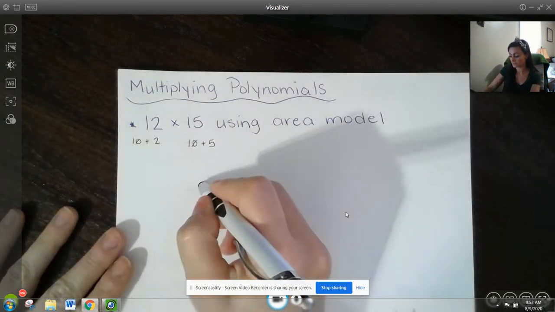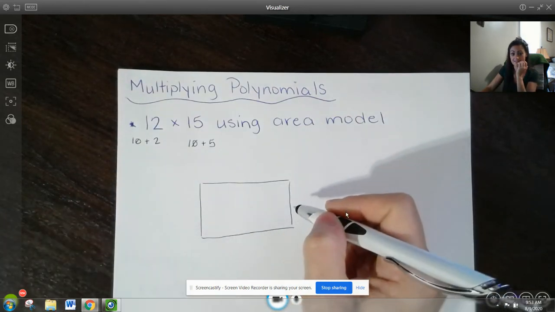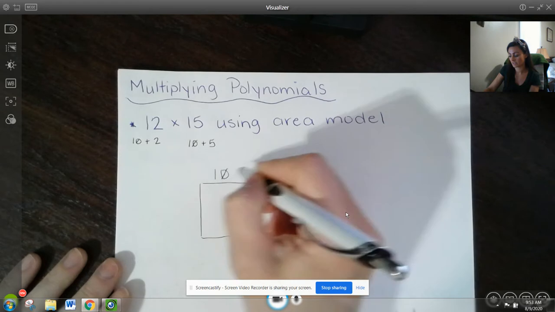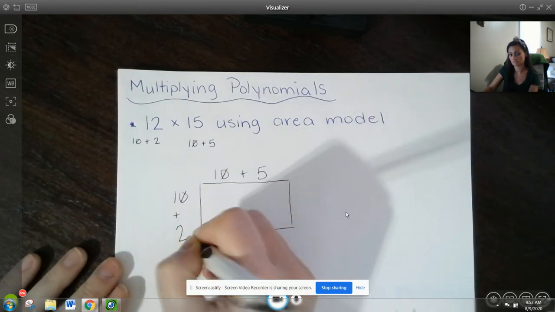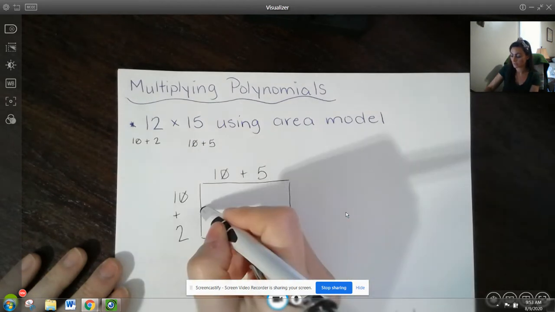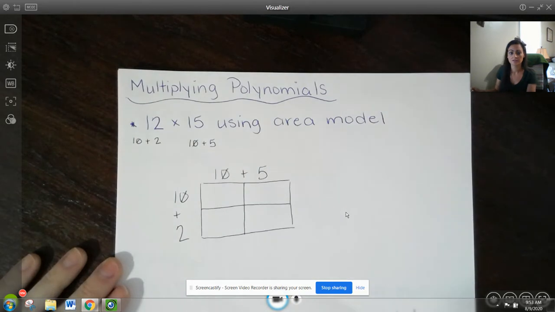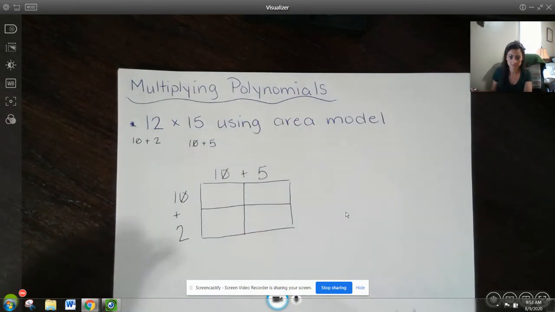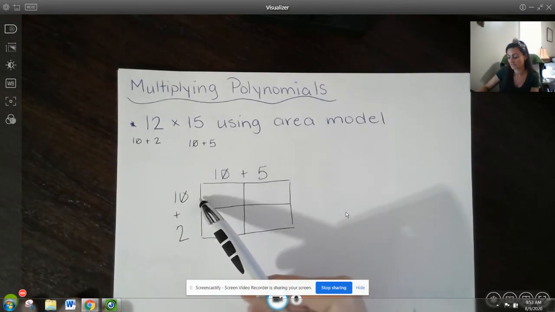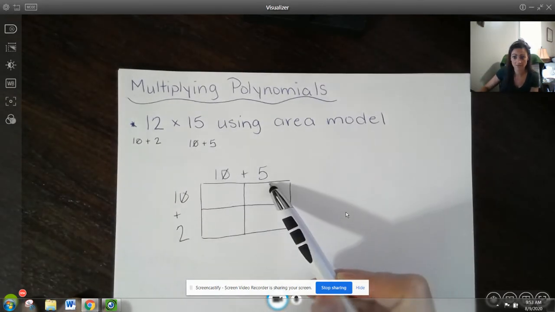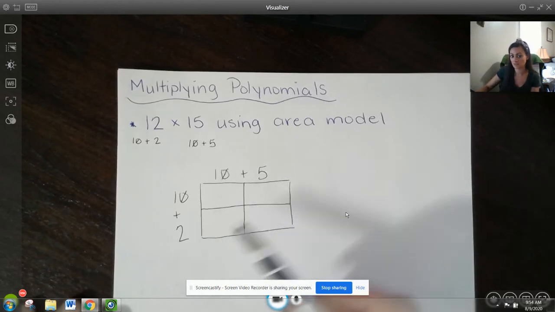And then what I'm going to do is create a rectangle with side lengths that are 10 plus 2 and 10 plus 5. And I'm going to break down this box or rectangle into separate pieces, smaller pieces, that represent a side length of 10, 10, 2, or 5. So now I'm going to multiply and find the area of each of these individual pieces.